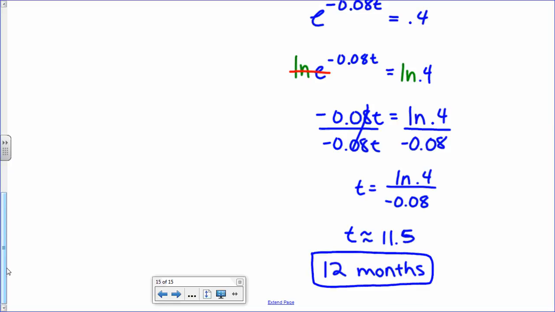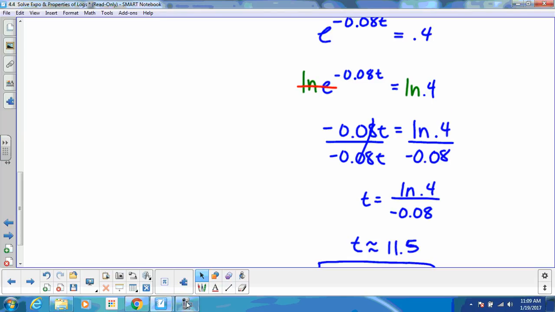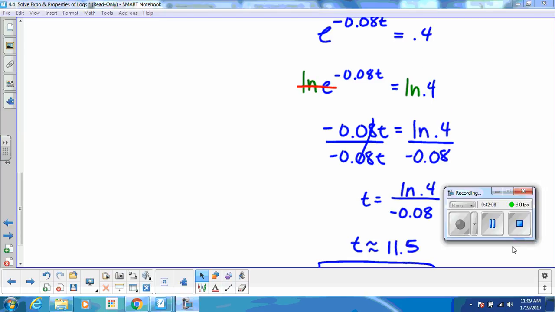We did that kind of fast, so go back through that. Make sure you understand all the algebra there. That is it for 4.4.